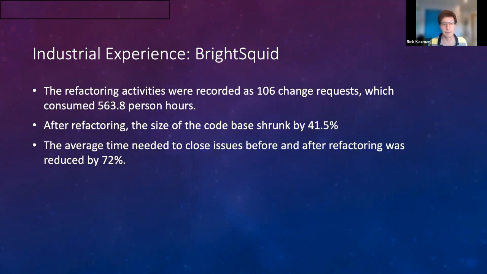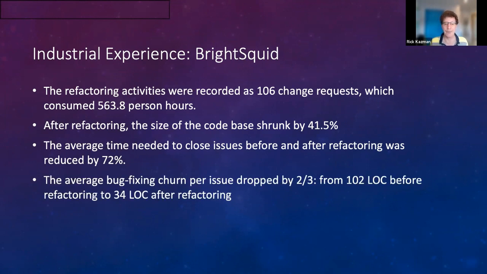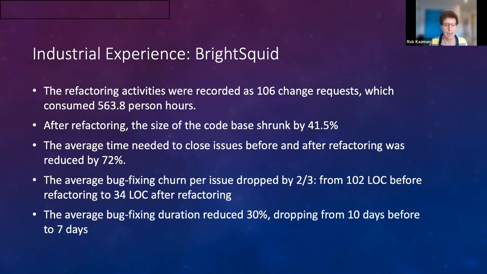And importantly, what they found is after the refactoring, the time needed to close issues was reduced by 72%. The number of lines of code that they implemented to fix a bug dropped by 2/3, from 102 to 34 before and after the refactoring. And the amount of time it took to identify and fix bugs dropped by 30%, from 10 to 7 days on average. So this was a huge win for Bright Squid.